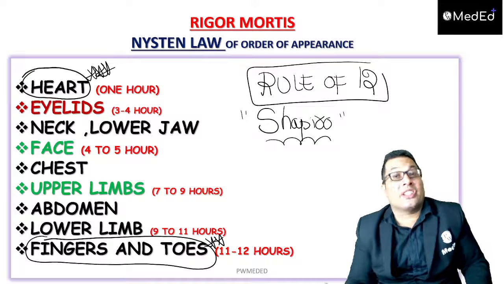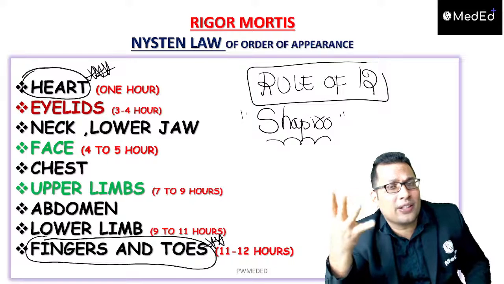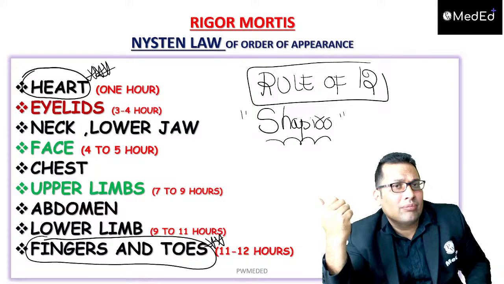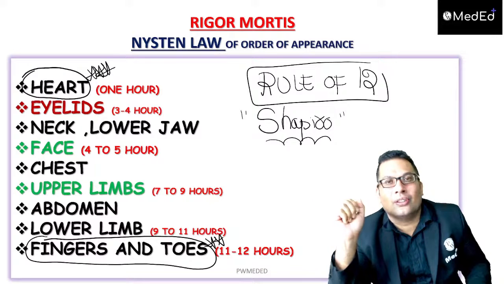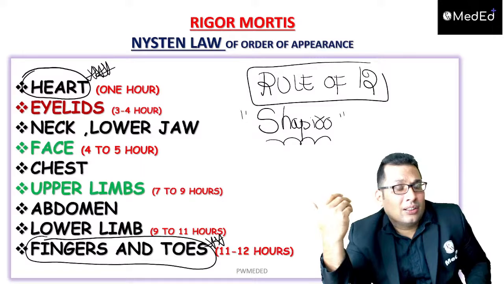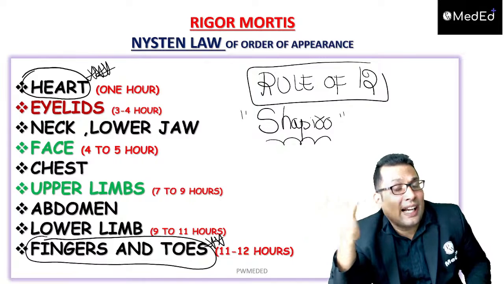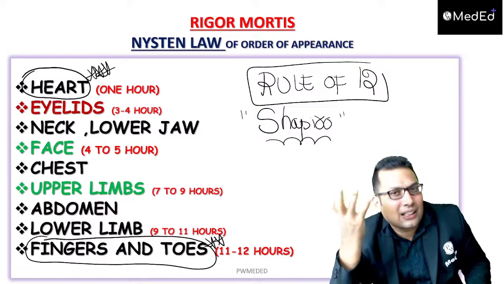Rigor mortis differential diagnosis is very commonly asked: heat stiffening, cold stiffening, gas stiffening, cadaveric spasm. Must know the difference between cadaveric spasm and rigor mortis. Rigor mortis is also known as acid rigor because of the increased levels of lactic acid in its development. Cadaveric spasm is known as alkaline rigor.